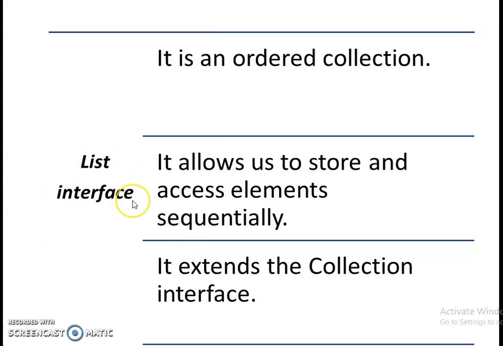So let's talk about List interface. List interface is an ordered collection. When we say ordered, it means it allows us to store and access elements sequentially. And as we know, this List interface extends the Collection interface. When we talk about two interfaces, the relation is extends. So one interface extends another interface. Here List interface extends Collection interface. So now we know all the methods of Collection interface are there in List interface, right?